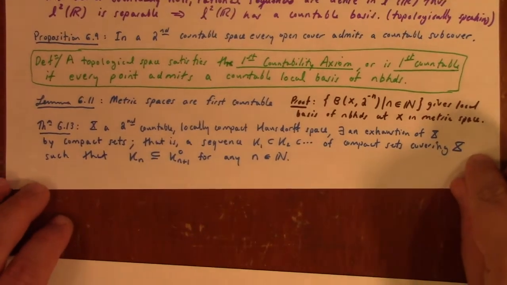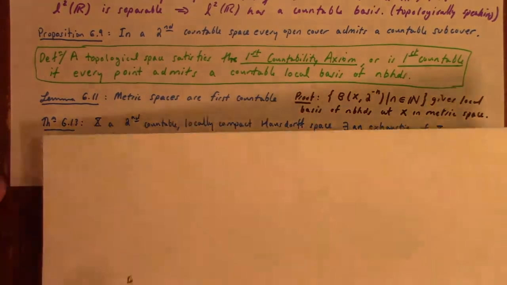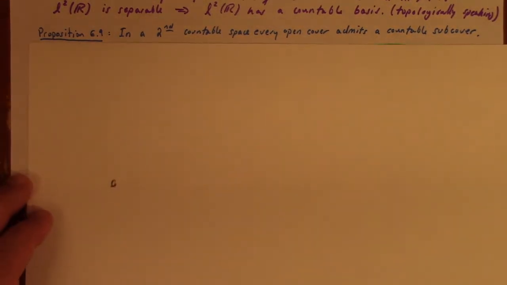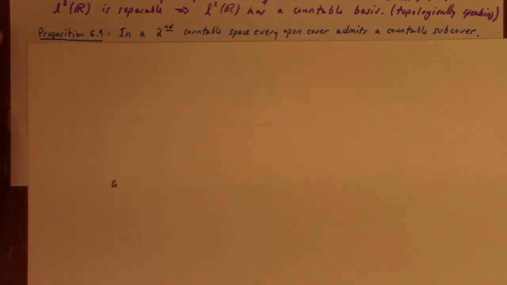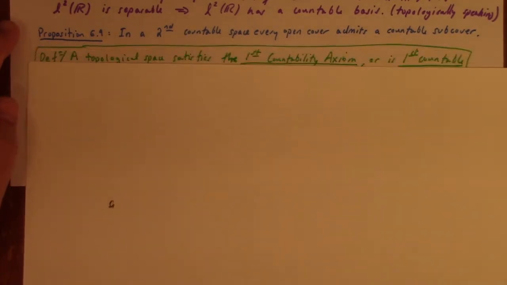In a second countable space, every open cover admits a countable subcover. It's reminiscent of the definition of compact, but a little bit different, because a compact space is one in which every open cover admits a finite subcover. Of course, a compact space admits a countable subcover as well, because finite is a special case of countable.